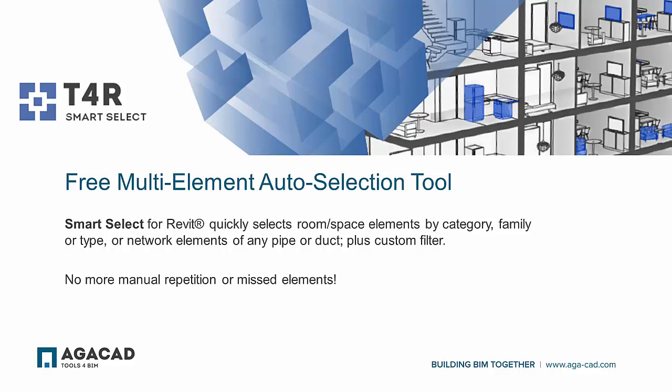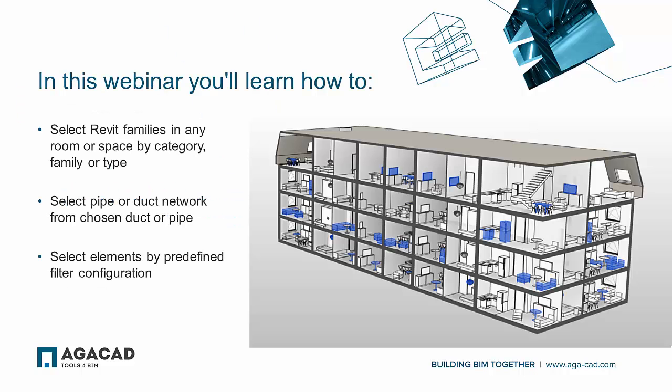In this webinar, you will learn how to select Revit families in any group or space by category, family, or type, select pipe or duct network from a chosen duct or pipe, and select elements by predefined filter configuration. After the quick demonstration, I will show you how to download and install this tool. So please stay till the end, and after 15 minutes, you will have it and be able to use it.